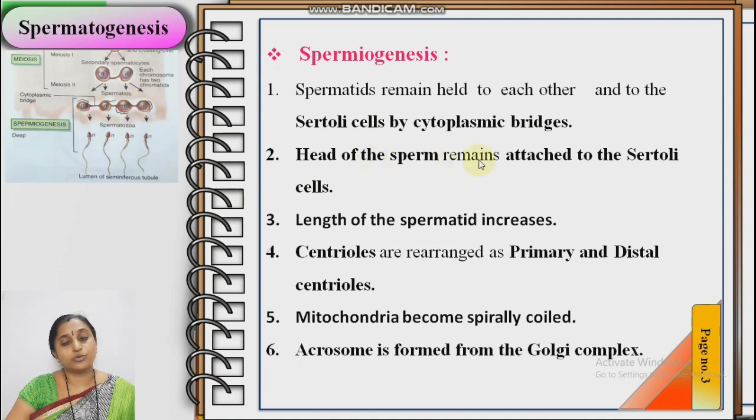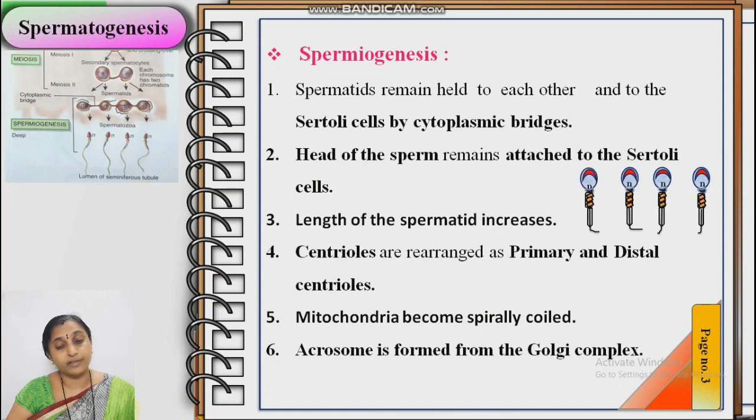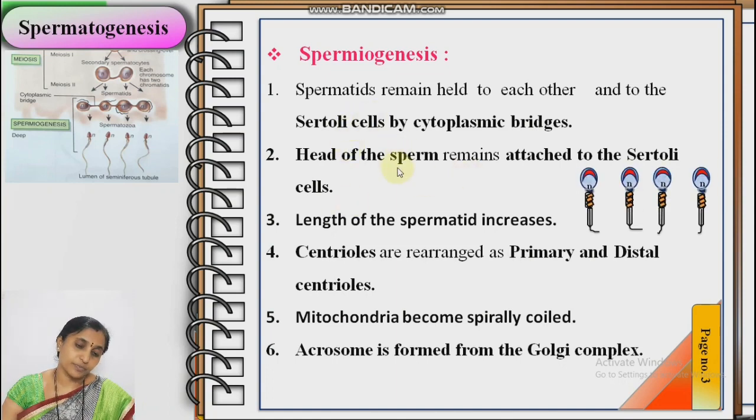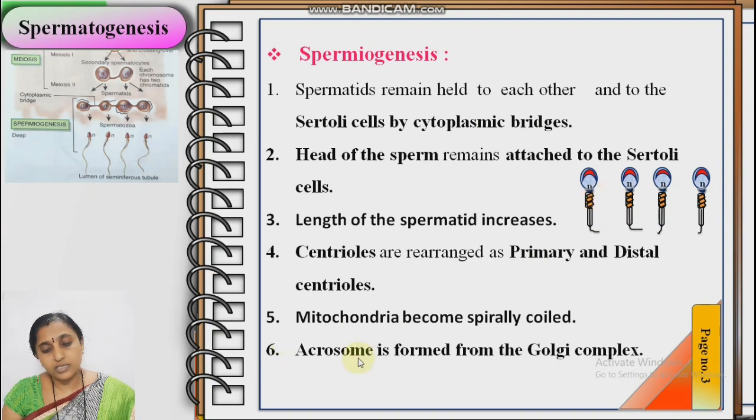Head of the sperm remains attached to the Sertoli cells. What changes take place in spermiogenesis? The spermatid is converted into sperm. The length of the spermatid increases. Centrioles are rearranged as proximal and distal centriole, which are present in the neck region. Mitochondria become spirally coiled, and they provide energy to the sperms for their movement. Acrosome, a cap-like structure present above the nucleus, is formed from the Golgi complex.